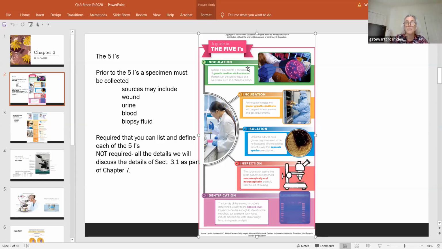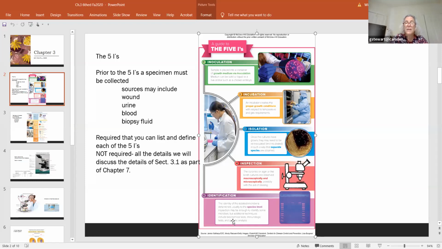We can figure out what the name of the organism is based on its biochemistry. That means mostly its metabolism. Again, does it eat specific sugars? Does it eat specific fats? Does it have a particular enzyme? And we can test for many of those things.